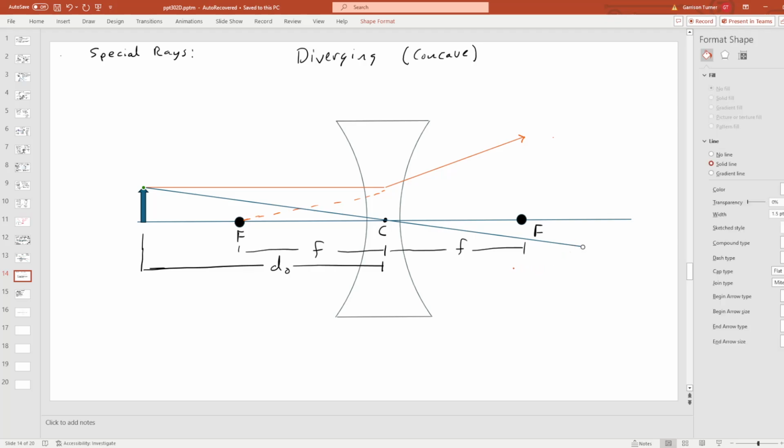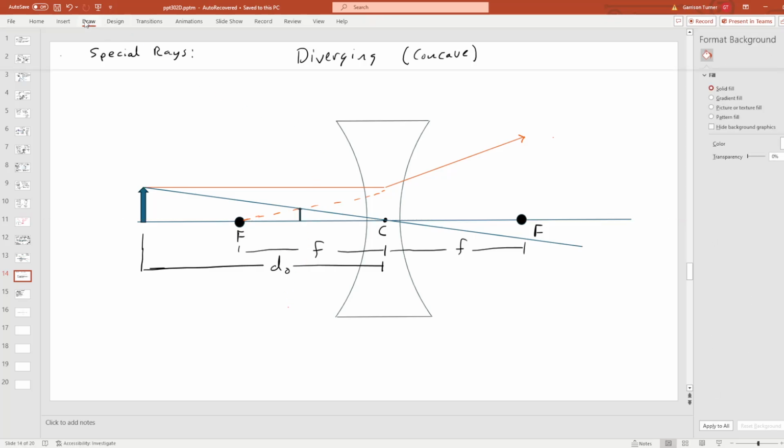Now, one thing I didn't mention in the last slide is really you only need two of these beams. You only need two of these beams, and where they cross, your image will be. So my image would be right here. But for completeness' sake, we draw the third one.